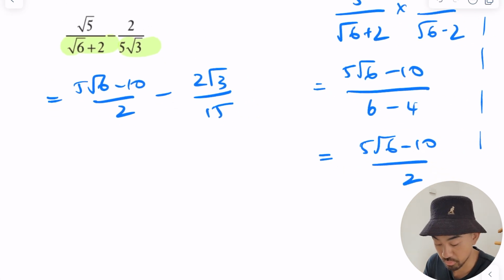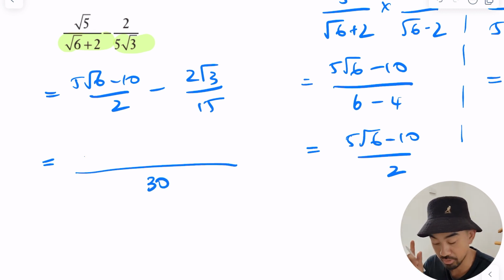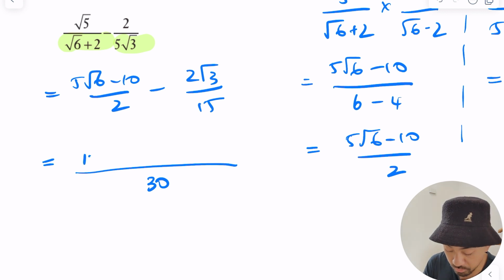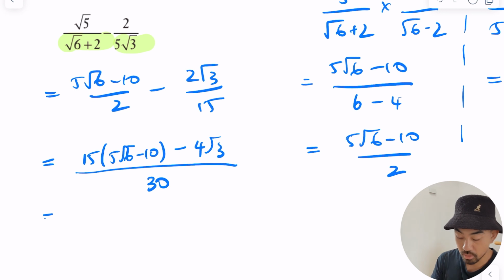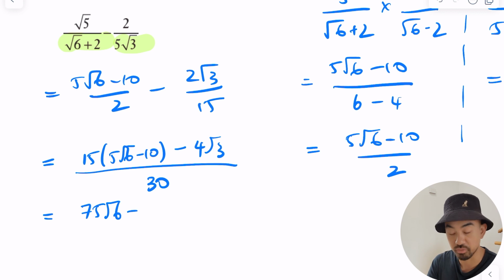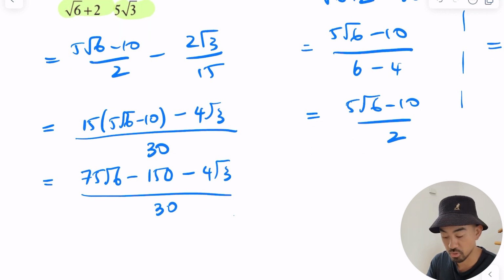So now I'll just focus on this. 2 and 15 gives me a common denominator of 30. So I need to multiply the left-hand side by 15. So that's going to be 15 bracket 5 root 6 minus 10. And I need to times the top of the right-hand side by 2. So 2 times 2 is 4 root 3, like that. Okay, expand the numerator out, so you'll get 15 times 5, I think, is 75 root 6, minus 15 times 10 is 150, minus 4 root 3, over 30. I don't think there are any like terms, so you are done.